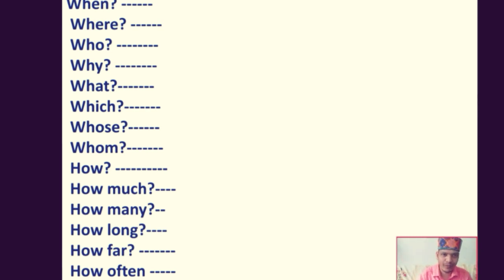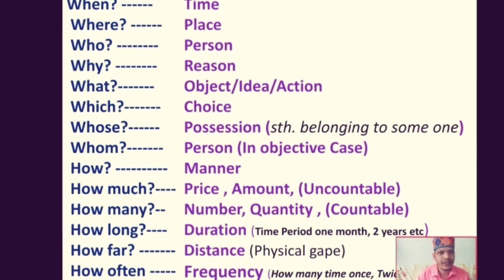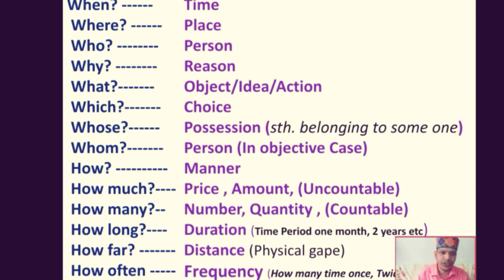Here are all WH question words: when, where, who, why, what, which, whose, whom, how much, how many, how long, how far, how often, and here are meanings. When, time; where, place; who, person; why, reason; what, object, idea, action; which, choice; whose, possession; whom, person in objective case; how, manner; how much, price, amount, uncountable; how many, number, quantity, countable; how long, duration; how far, distance; how often, frequency. So these are all WH question words that we use in our conversation.